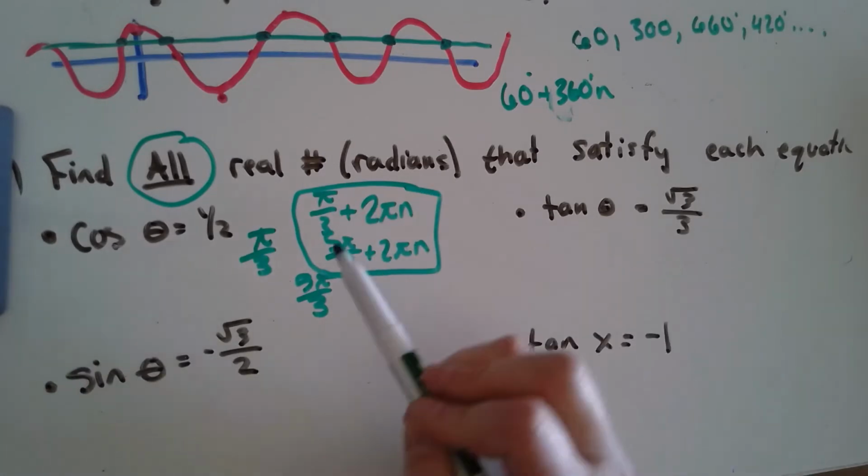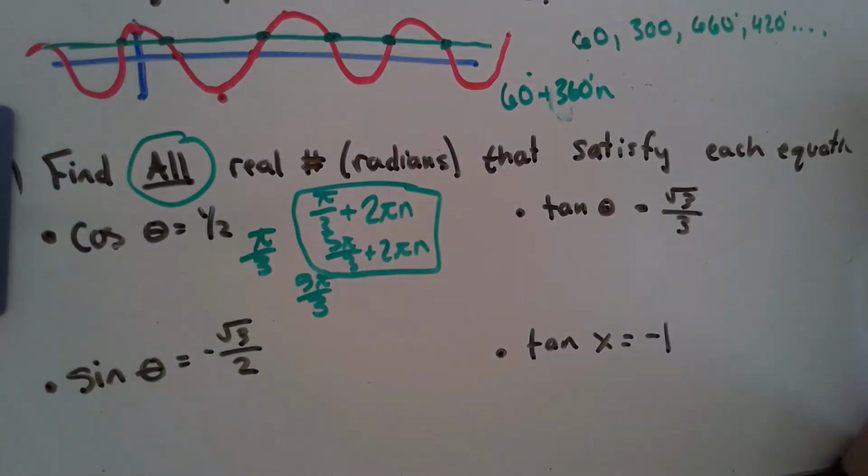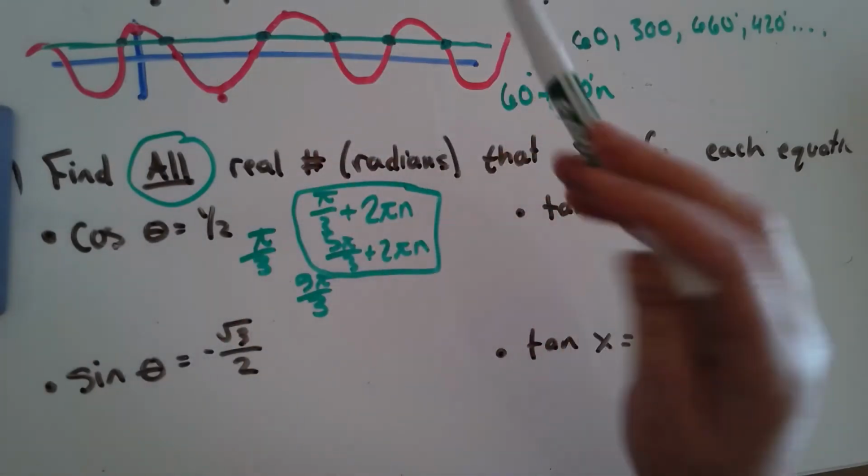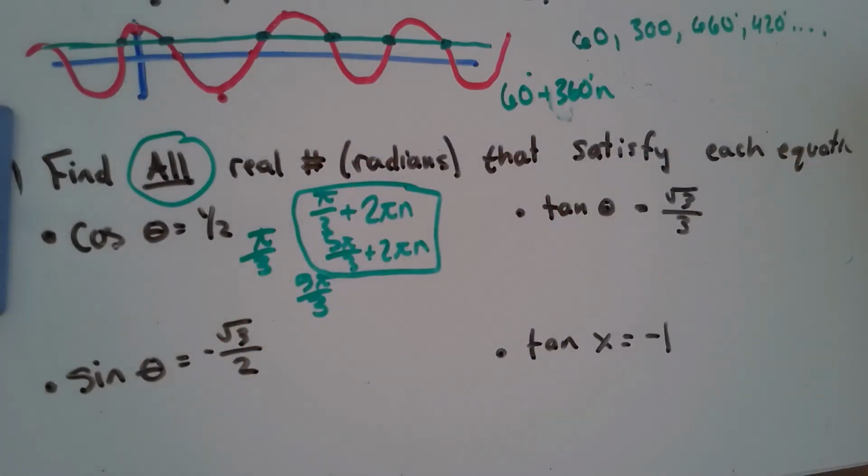Again, identifying, hey, this is where it is on a normal 0 to 360. And if I was to continue around, or continue on my graph forever, in either direction, then I would have infinite solutions.